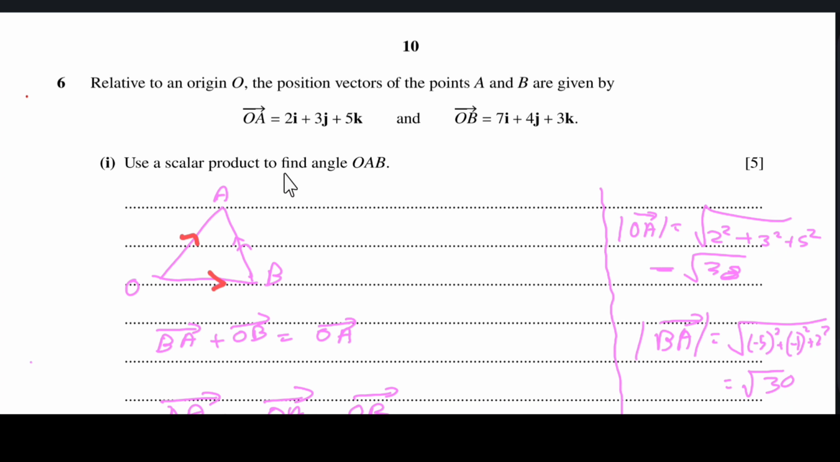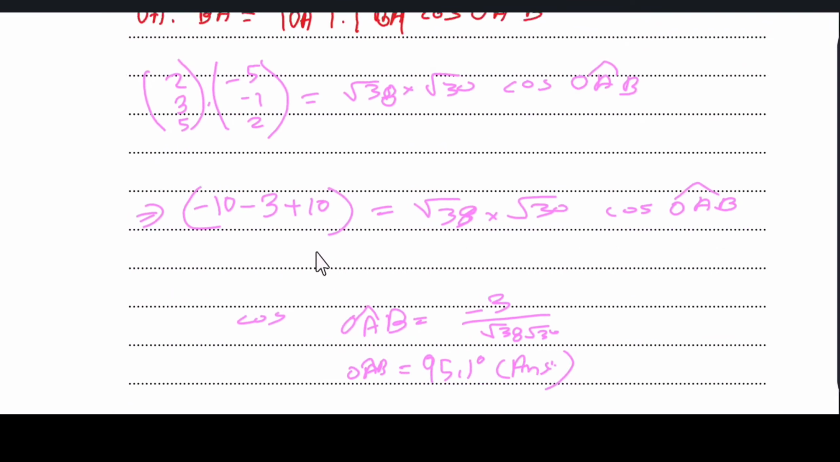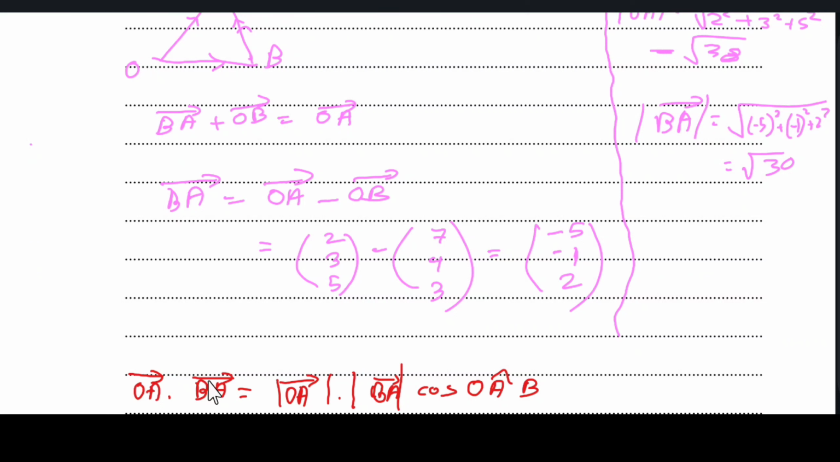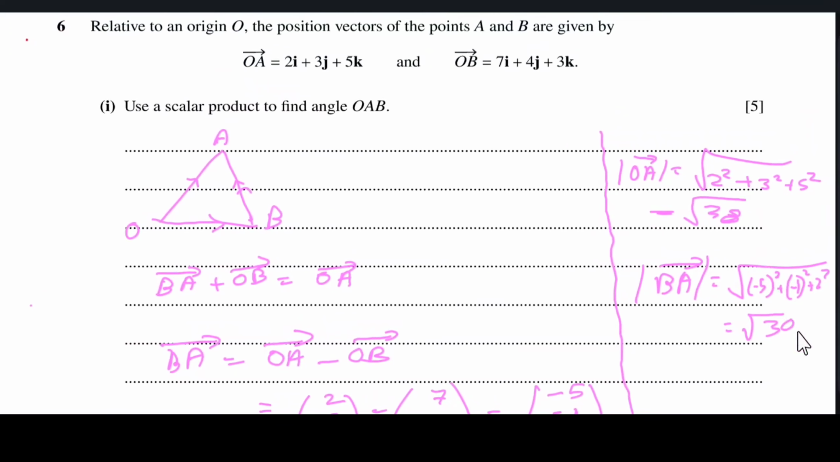We need to use a scalar product to find the angle OAB. To find this angle we know the formula: OA dot BA is equal to the magnitude of OA times the magnitude of BA times cos of this angle. That means to find the angle, we need to first find this length.